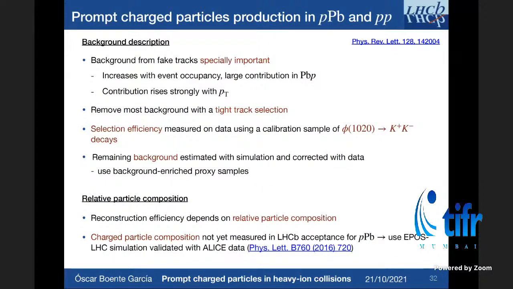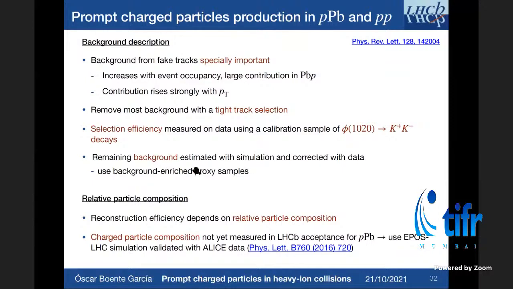So this is a bit of an outline of the strategy that we take. Basically, we have to be very careful with these backgrounds because they are difficult to emulate with the simulation, especially in large occupancies, and they are not negligible, especially at large pT. We set a tight selection on tracks, actually using a neural network classifier for ghost tracks. And then we measure the selection efficiencies using calibration samples to not rely on the Monte Carlo prediction.